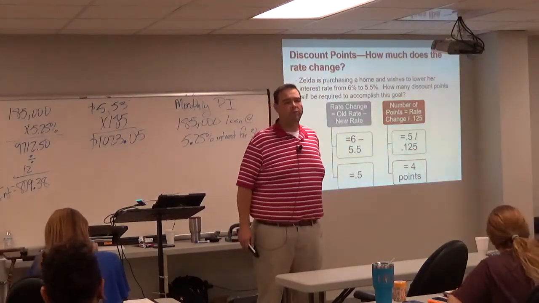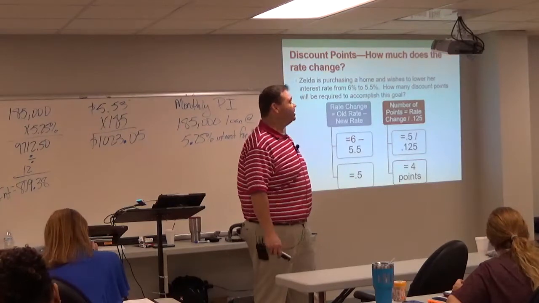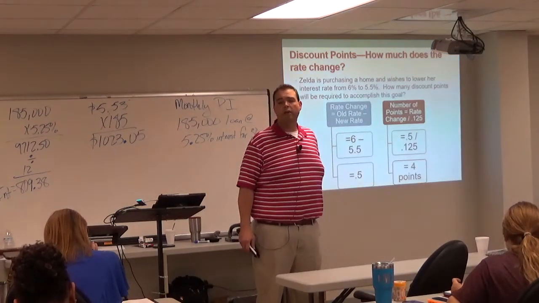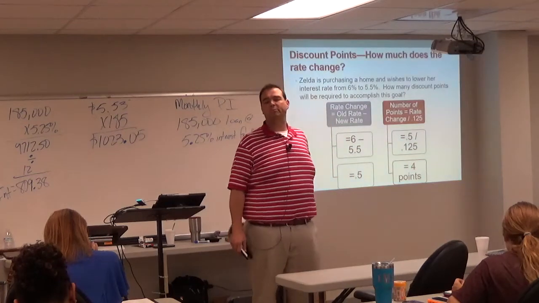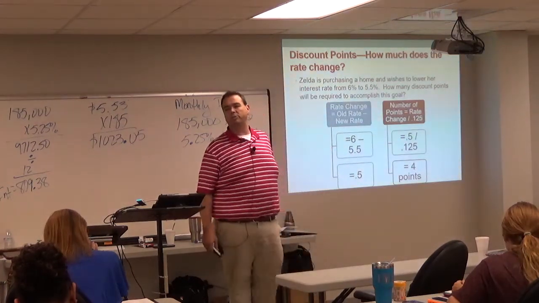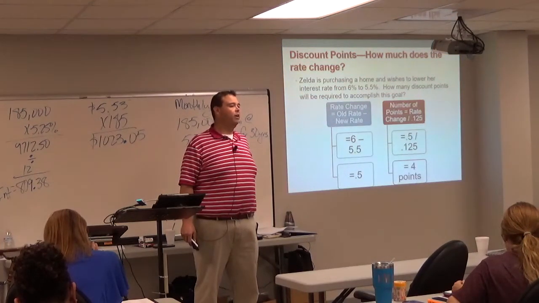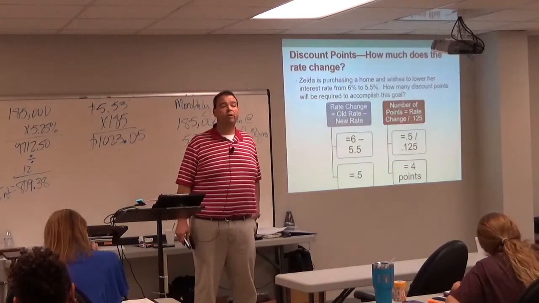0.5. Because she wants to lower it from 6 to 5.5. Does everybody see that? So can we just subtract 6 minus 5.5 to get how much she wants to lower it? And how much is it? 0.5. And how much is each point going to lower it?